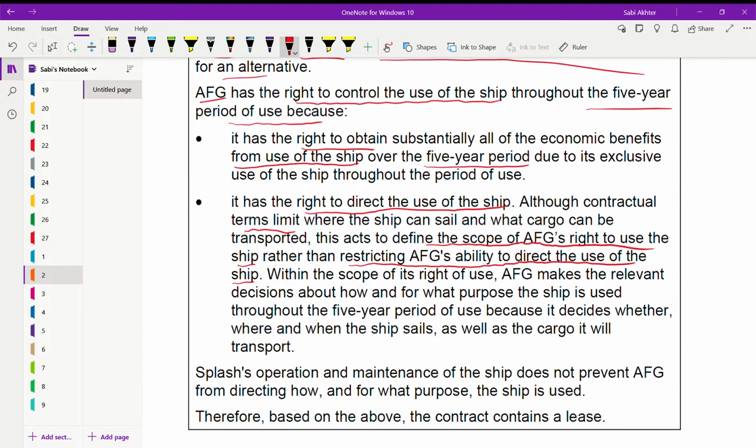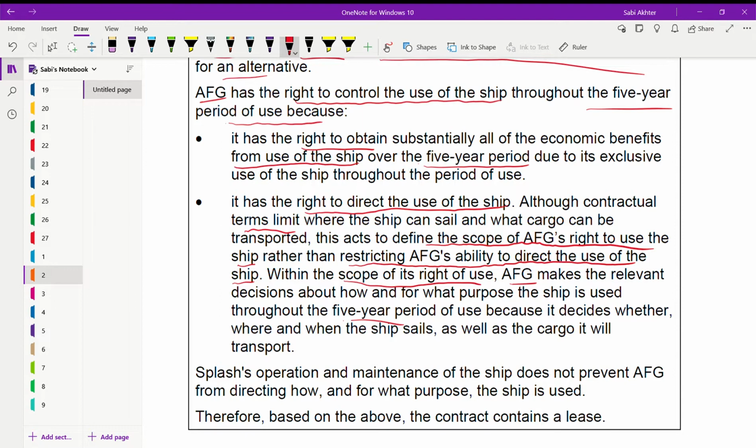So within the scope of its right to use, even though the scope is reduced, they have the right of use. They can direct the use of the ship. AFG makes the relevant decision. So who makes the relevant decision? AFG, about how and for what purpose the ship is used during this period of use, because it decides whether, where, and when the ship sails, as well as the cargo it will transport.